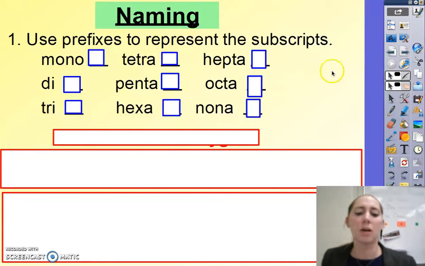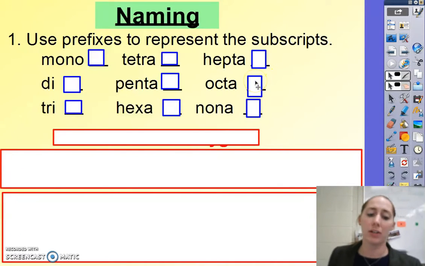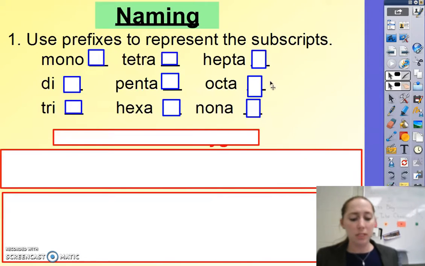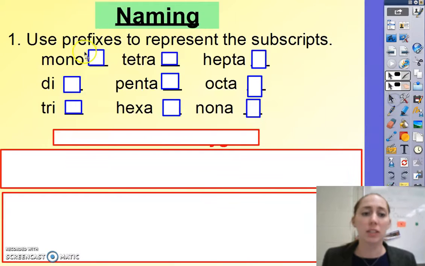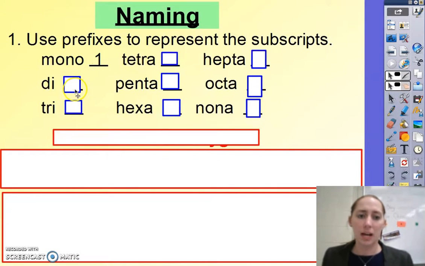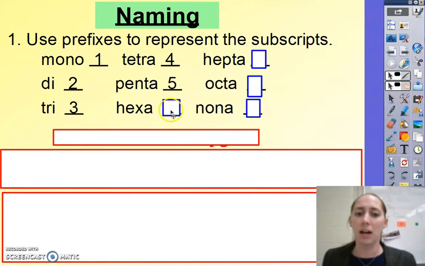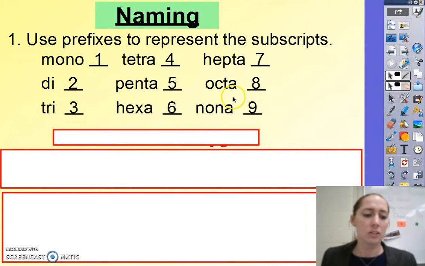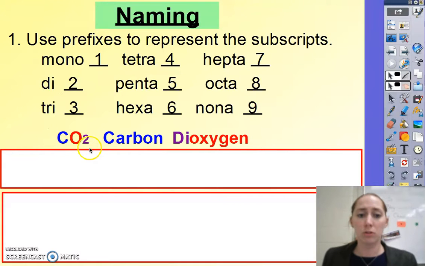Now, naming molecular compounds is a bit similar and a bit different to ionic compounds. So first, the differences. In a molecular compound, you need to use a prefix to represent the subscript. So, if you see the prefix mono, you know that the subscript means 1. Di means 2. Tri, like triangle, means 3. Tetra means 4. Penta, like a pentagon, is 5. Hexa, like a hexagon, is 6. Hepta, 7. Octa, again octagon, 8-sided, 8. Nona, 9.